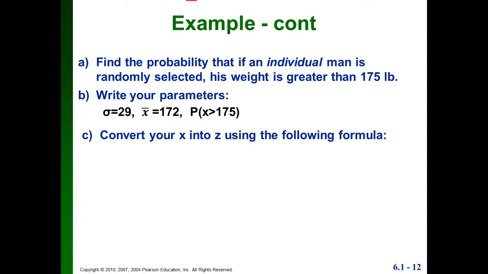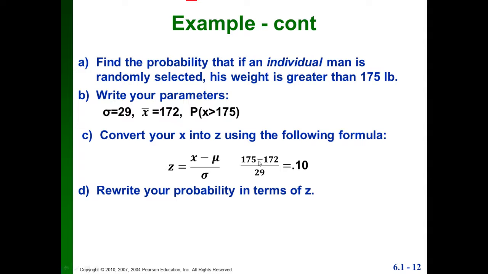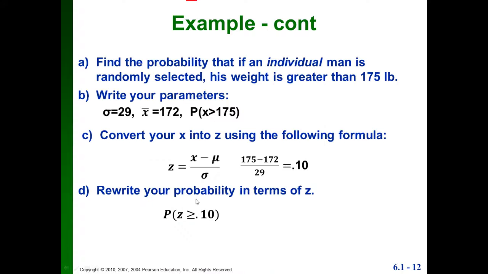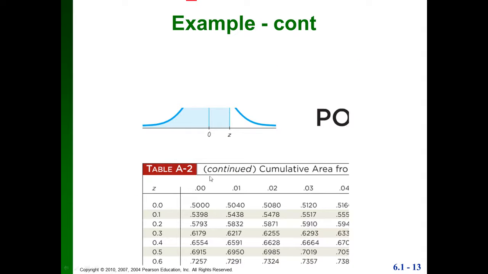Okay, so now what we have is we convert x into a z-score by using this formula. So we take 175 minus 172 divided by 29, giving us 0.10. Rewrite your probabilities in terms of z. So z is now greater than 0.10. Okay, then after we do that, we're going to find a probability by going to the tables.